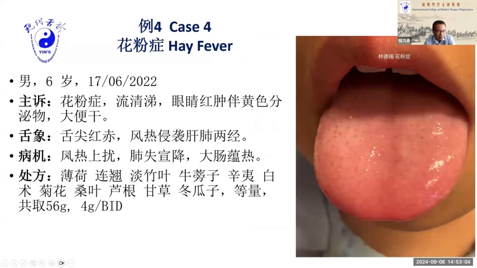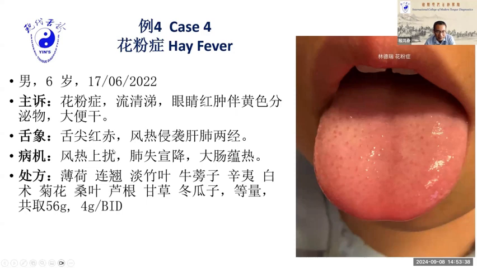So let's talk about this case. This is a hay fever case. This small patient, 6 years old, has hay fever with a running clear nose and red eyes, accompanied with yellow secretion, and with dry stool, constipated. We can see this tongue is a red tongue.